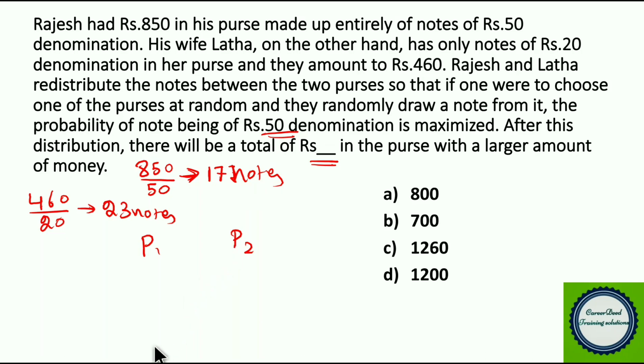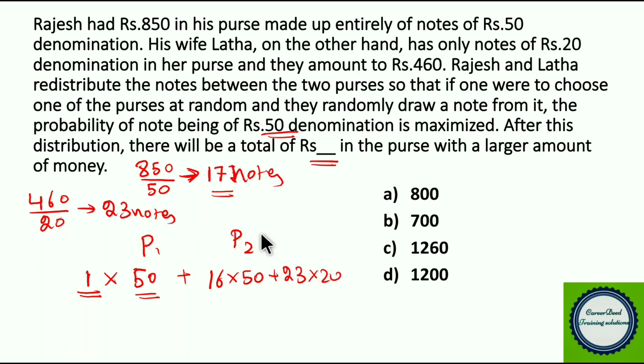So if you want to get a 50 rupees note, definitely you must have a 50 rupees note in purse 1. Then only, while taking a single note, you will get a 50 rupees note. So you should have only one note in purse 1, and that one note should be a 50 rupees note. Then the remaining will be 16 notes of 50 rupees in purse 2, as well as all the 23 notes of 20 denomination in purse 2.